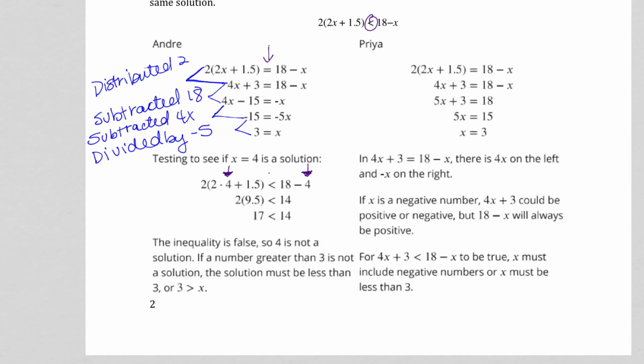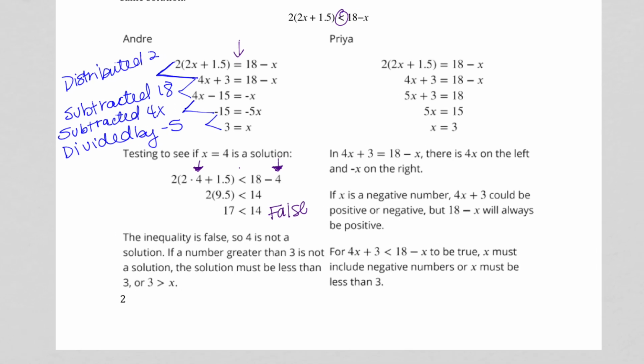Is that a true or false statement? It's a false statement. So the inequality is false, so 4 is not a solution for this inequality. If a number greater than 3 is not a solution, the solution must be less than 3, or 3 is greater than x.